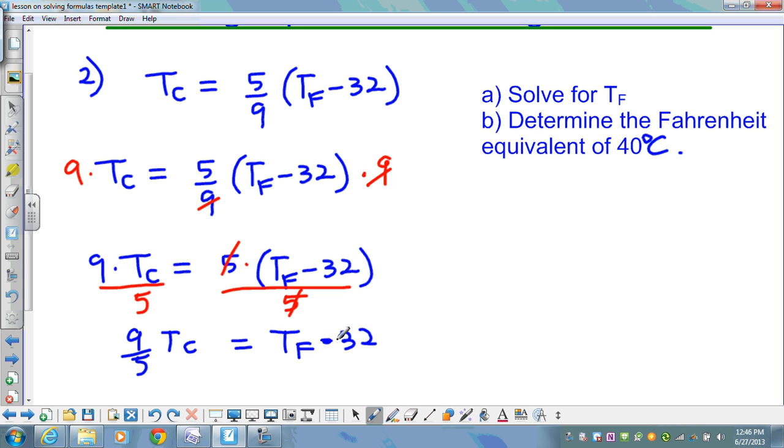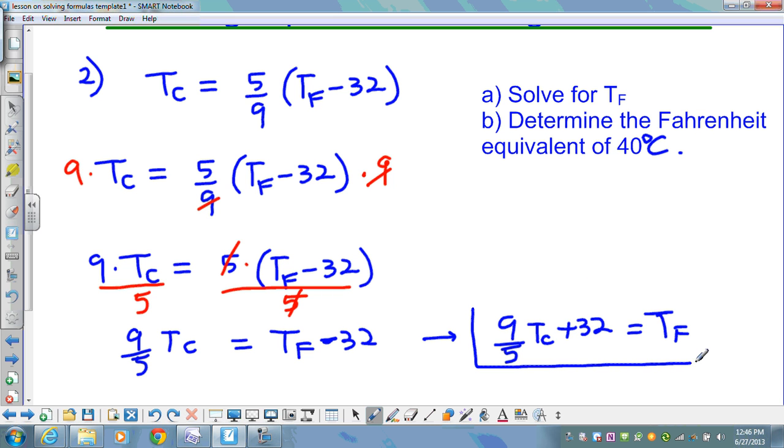Any ideas how we can finish this question to solve for T sub F? You would need to add 32 to both sides, right? And you will have T sub F equals 9/5 T sub C plus 32. So when we add 32 to both sides, negative 32 plus 32 will cancel each other on the right-hand side, and it only appears on the left-hand side as plus 32. So there we have it. T sub F equals 9/5 T sub C plus 32.